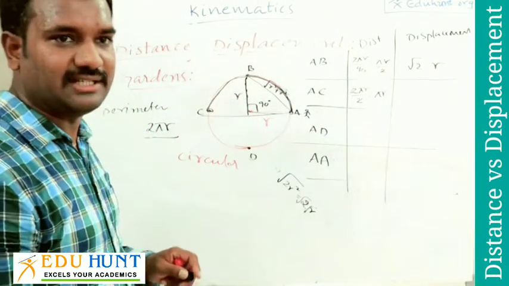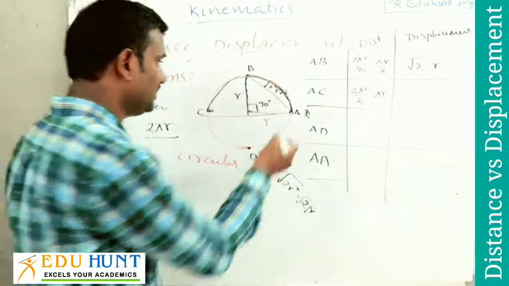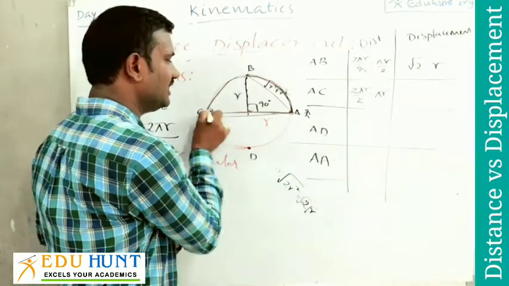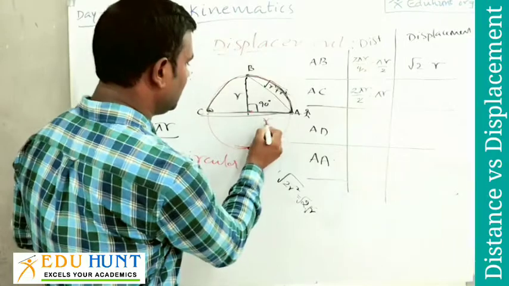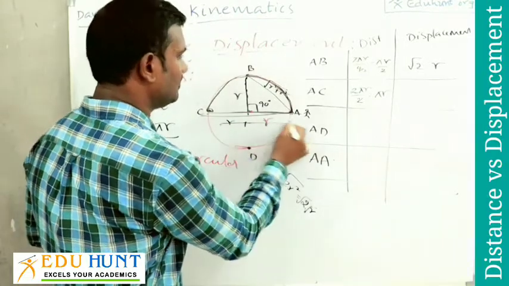Now what about the displacement? Shortest path between initial and final points. This is our A, this is our C, this is our straight line path. So this is r, this is also r, r plus r, 2r.